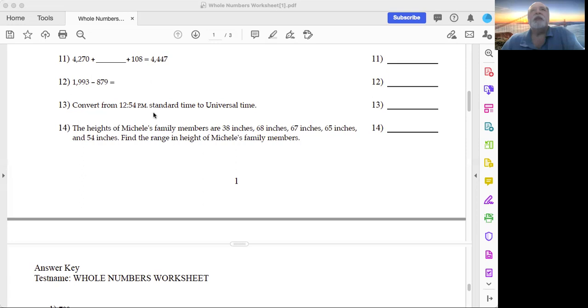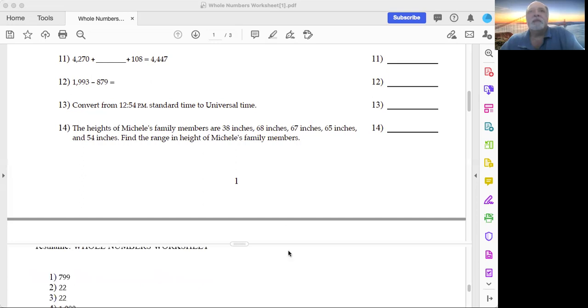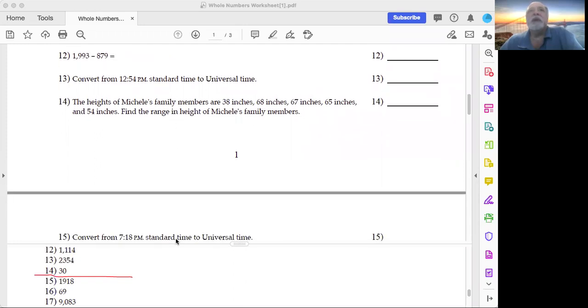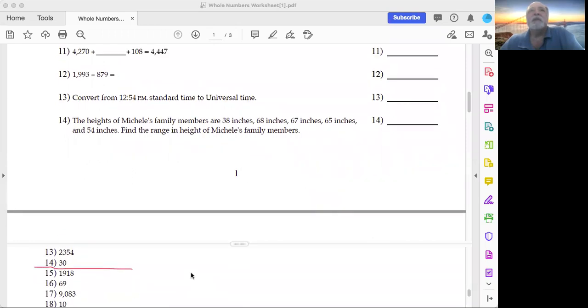Convert 12:54 p.m. standard time to universal time. Okay. So what would you get for that? What would that be? How do you do that? You'd add 1200 to that value, right? You're going to end up with 2354. Okay.